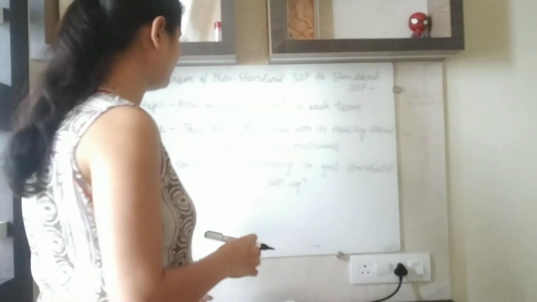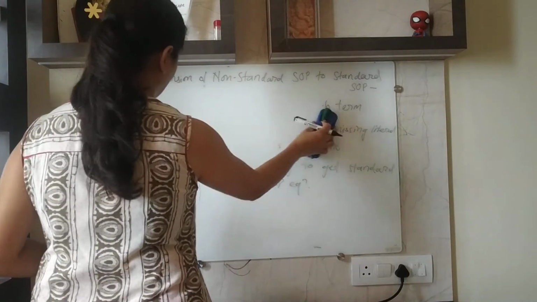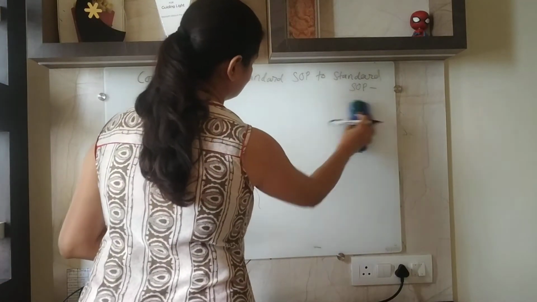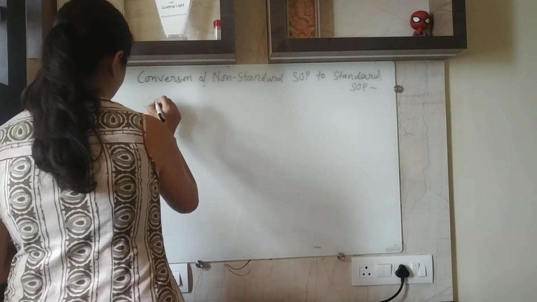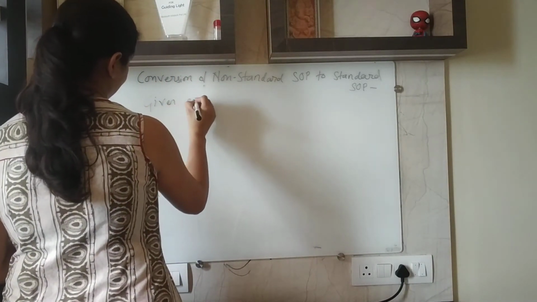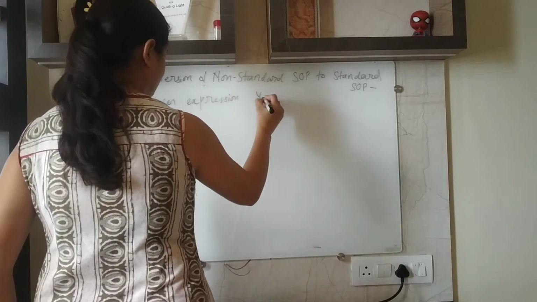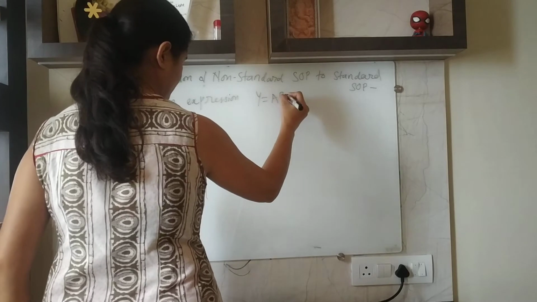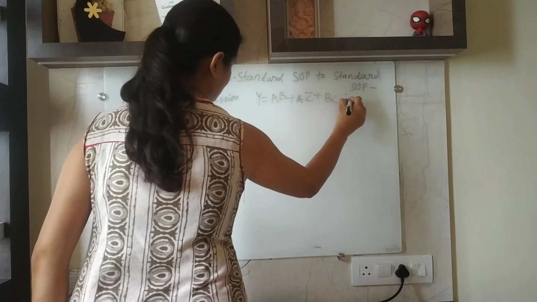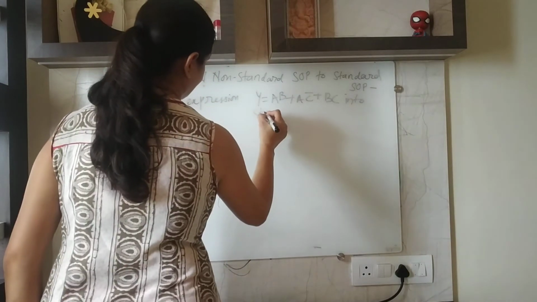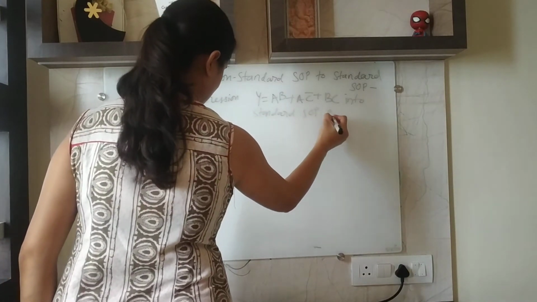So now next thing is what, I'll take an example and we'll convert that equation into standard SOP form. So here the given expression is Y equals AB plus AC bar plus BC, to be converted into standard SOP form.